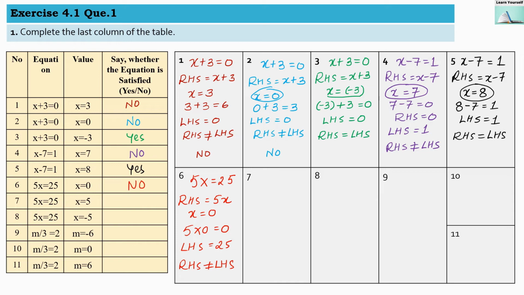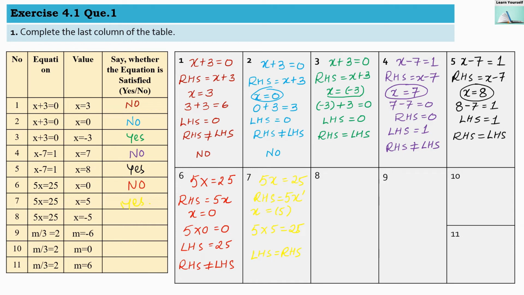Now seventh equation is the same, that is 5x equals to 25, but here x equals to, we have to take 5. So when we are taking x equals to 5, we will get 5 into 5 equals to 25. So here LHS is going to be equal to RHS. So yes, this equation will hold true when we are taking x equals to 5.